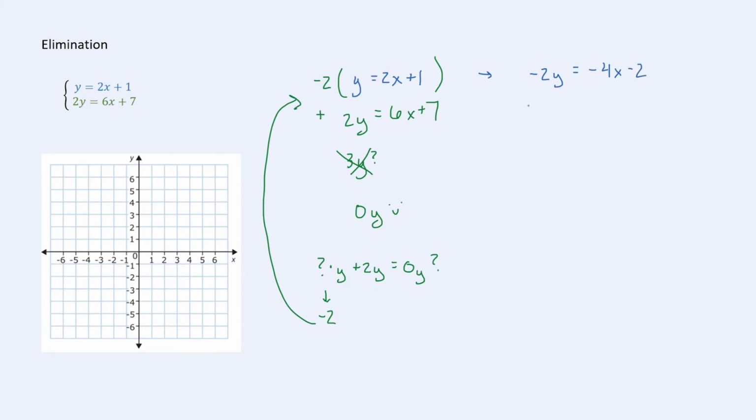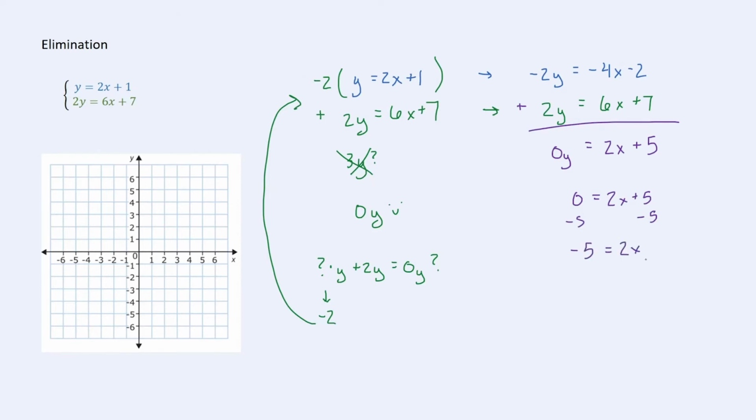It distributes out to form the equation negative 2y equals negative 4x minus 2. We move the other equation over, and we just add the components. Now we have a simple equation, and we can solve for x. We subtract 5 from both sides, and then divide both sides by 2 to get x equals negative 5 over 2. We can then take our equation y equals 2x plus 1 and plug in negative 5 over 2 for x, which gives us y equals negative 4.